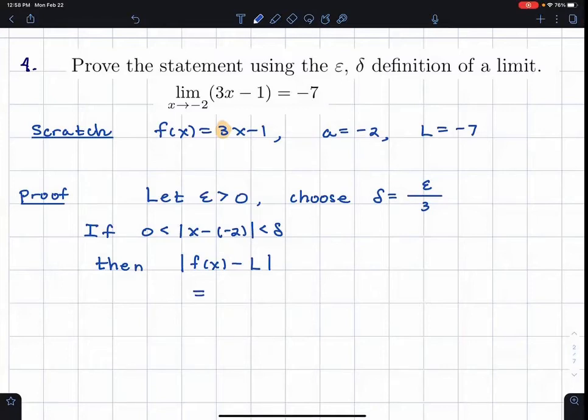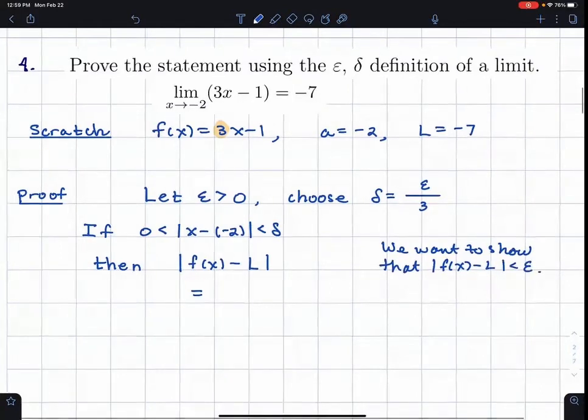Okay, what does this absolute value of x minus -2 less than delta mean? It means the distance between x and -2 is less than delta, and x is not equal to -2, it's greater than 0. So I want to make x close to -2. How close? Within a delta of -2, where delta is a third of my epsilon. Now, what we want to show is that the absolute value of f of x minus L is less than epsilon.